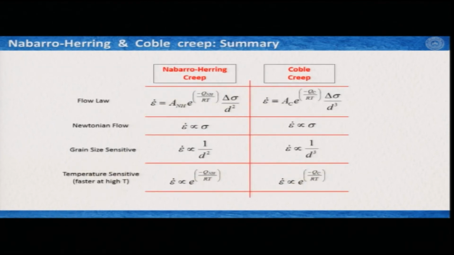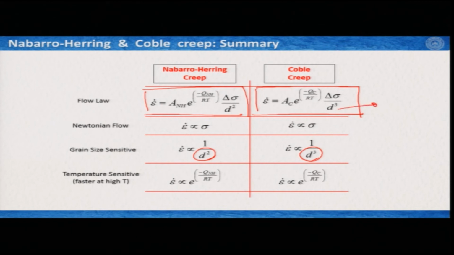Now, it is interesting to note that the flow laws of Nabarro-Herring creep and Coble creep look very similar. So for Nabarro-Herring creep, it is exactly like this, and for Coble creep it is like this. What we see here is that both of them are Newtonian flow, the strain rate is proportional to stress. Both of them are grain size sensitive. In Nabarro-Herring creep it is squared, and in Coble creep it is cubed. Here in these equations, D is the grain size. In the previous slides, G was assigned as grain size, but in this slide I have defined it as D. I should correct it, but now you know that D means grain size here.